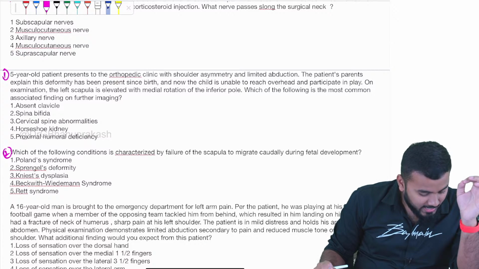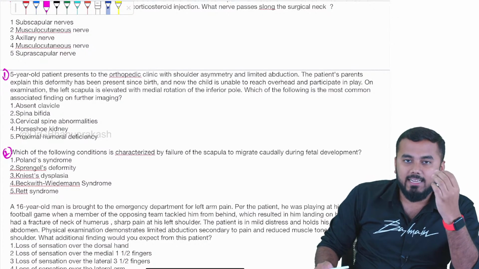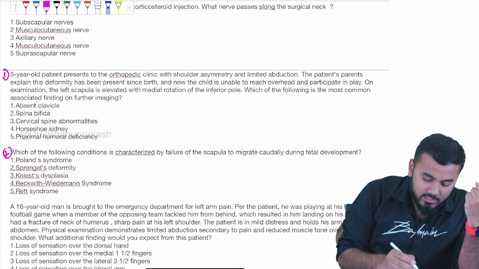Sumit Gurjar, I'll definitely take a class on the spinal cord. I'll discuss the entire anatomy. Don't worry. Okay, right. So let us concentrate on the question now.